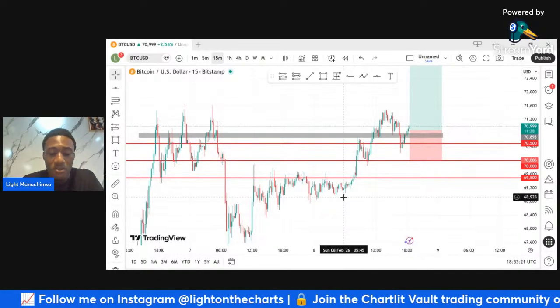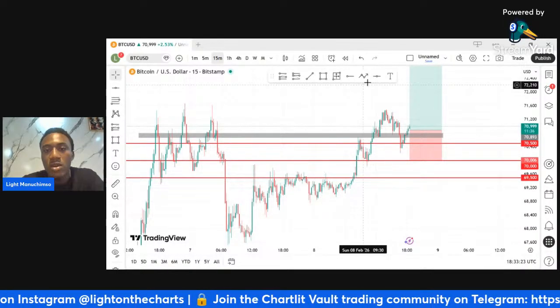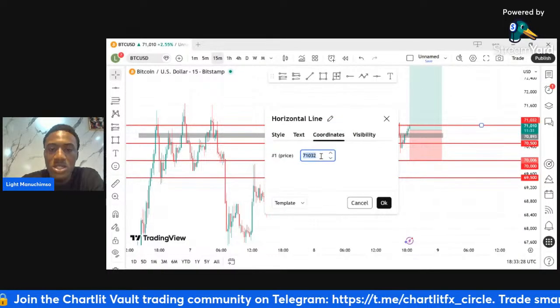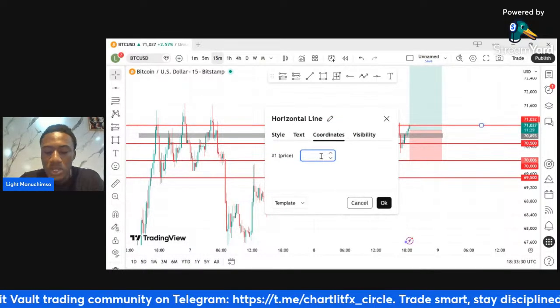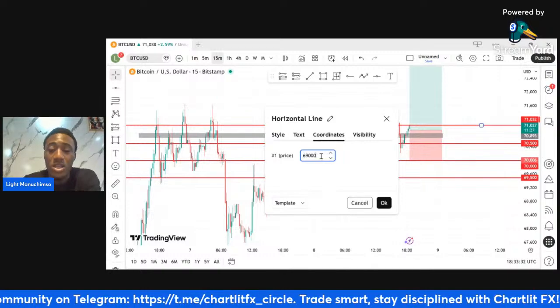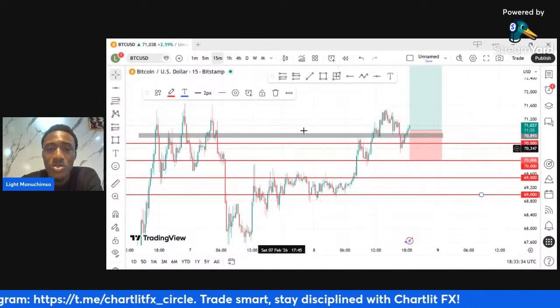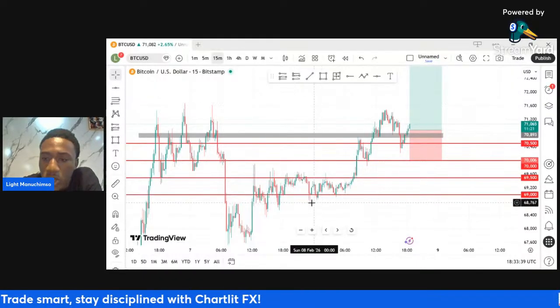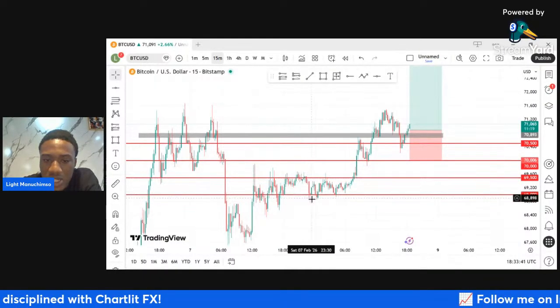And if you do 69K now, you see that there's a reaction there at 69K. So these are round numbers that banks and everybody pay attention to, because when you want to buy something, you need a number that you can actually pay attention to. Okay, now look at 69K. You can see price rejected.